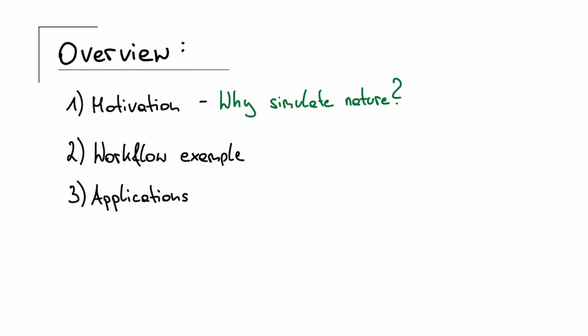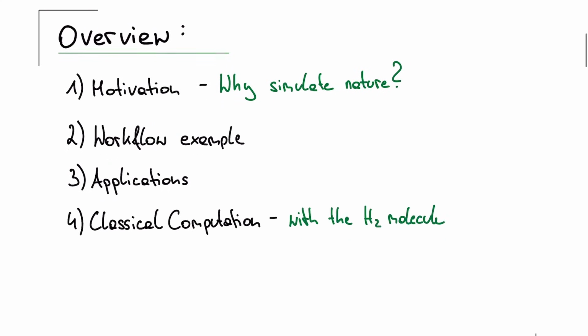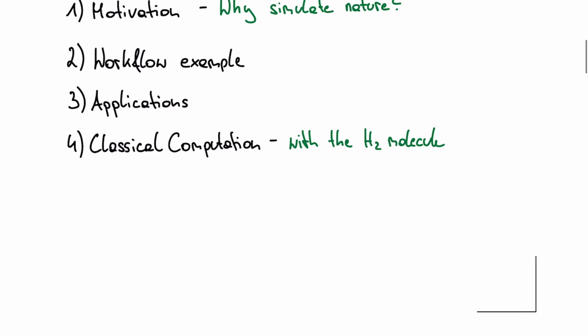As the third point, I'll highlight the different application areas of simulating nature with quantum computers. For instance, as already mentioned in material science, but also in other domains. In the fourth step, I'll dive deeper into the example from step 2. I won't go into extreme detail, but I'll provide a more mathematical and structured picture so you get a clearer sense of what is actually being done in such simulations.